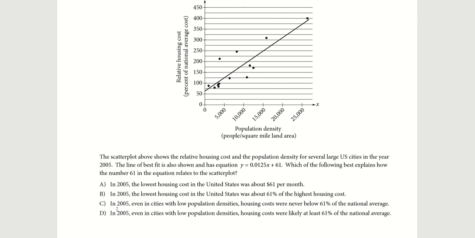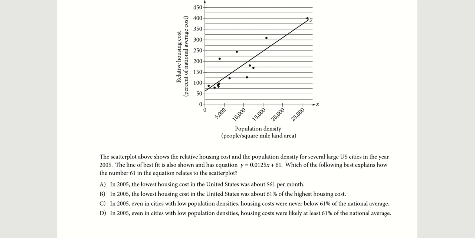C. In 2005, even in cities with low population densities, housing costs were never below 61% of the national average. That probably isn't a very good conclusion either. We're getting to pretty good wording here with C, talking about housing costs in low population density areas, which makes sense because we're comparing population density to housing cost. But a statement that housing costs were never below 61% of the average, you just can't make that statement based on this.